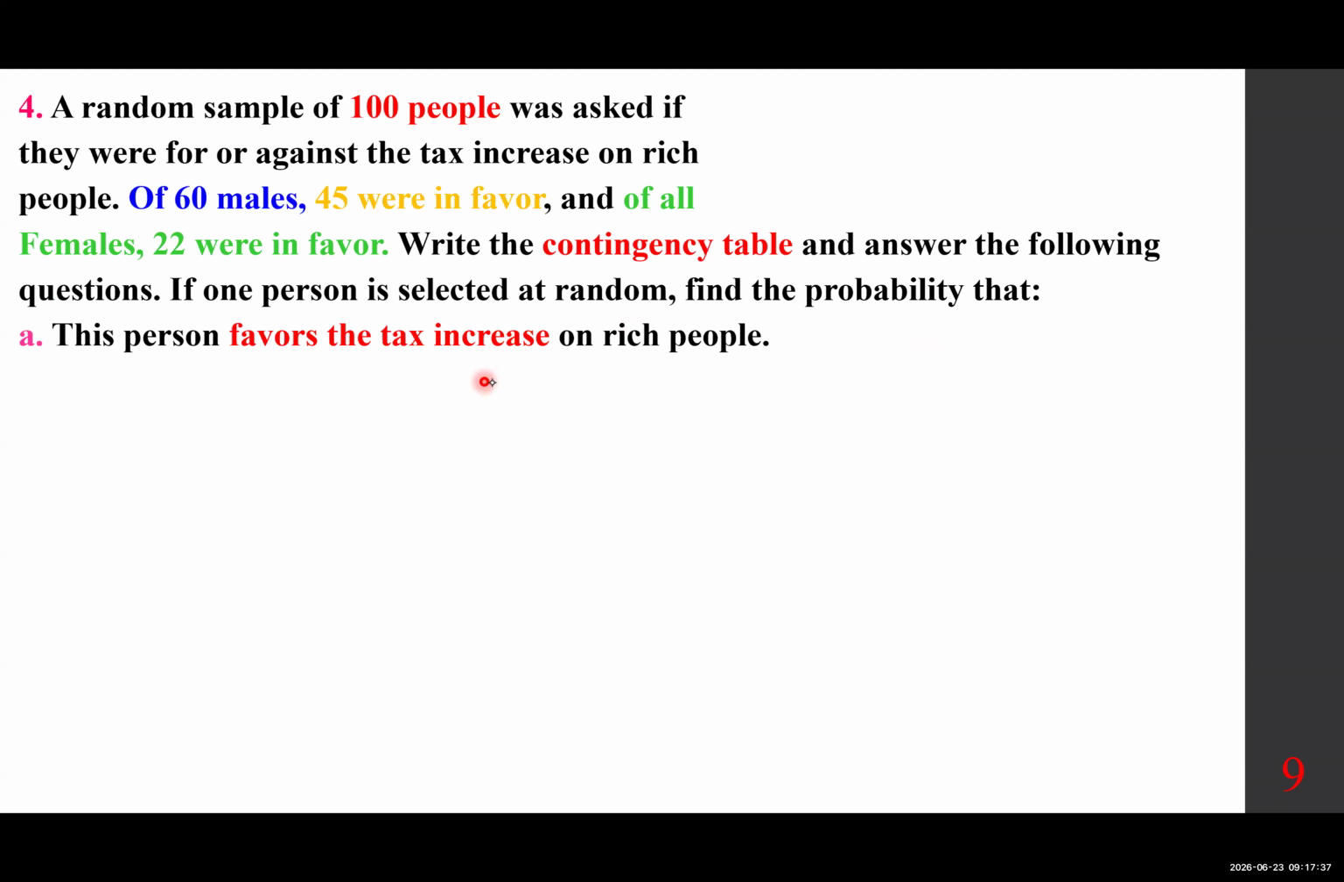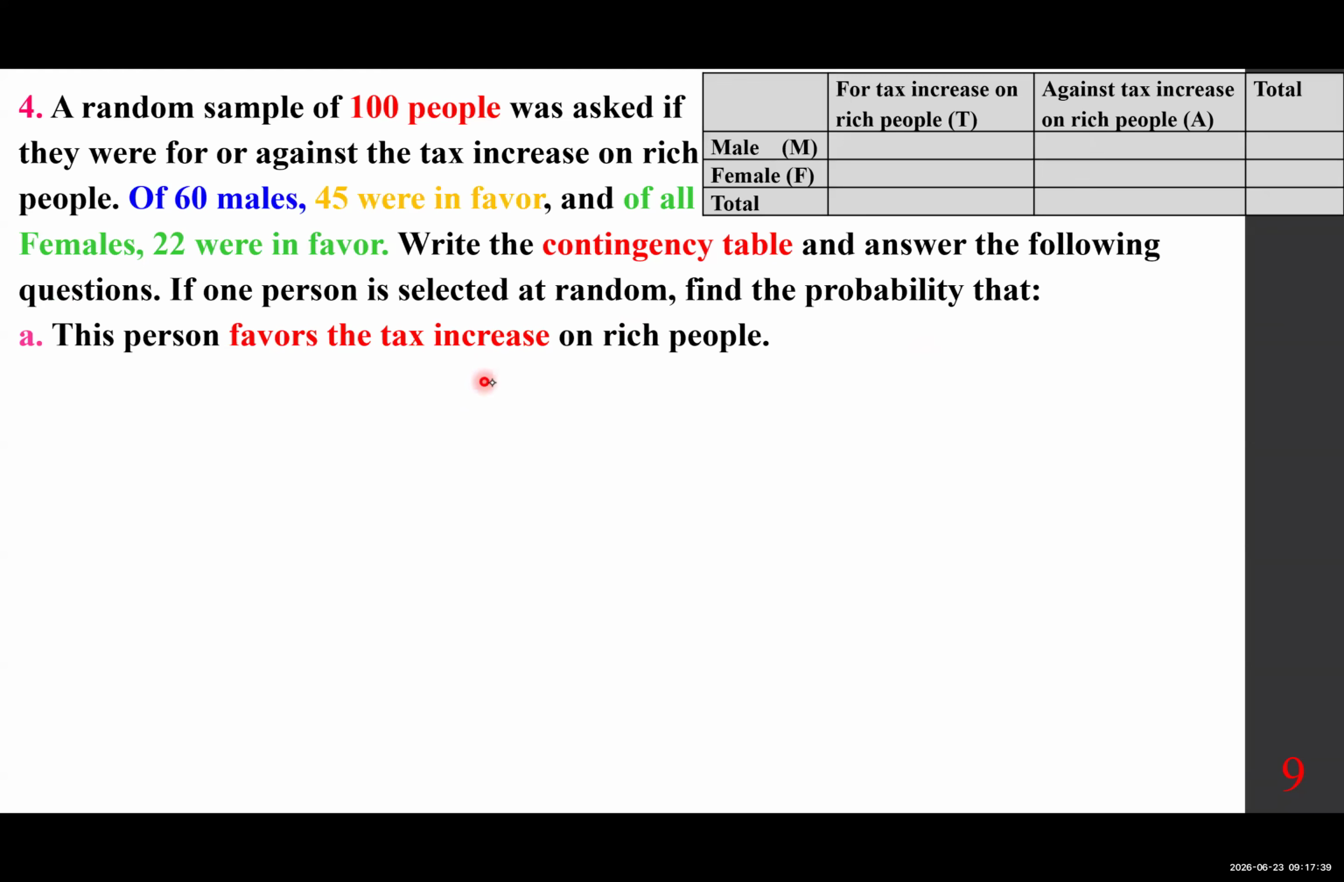So you have to set up a table. This is called a contingency table. We have different outcomes. In this case, the way we set it up, male, and we're going to go with M representing the set males, females with F, and the total. Now, for tax increase, against it, and the total. So we're going to put in the numbers, okay?